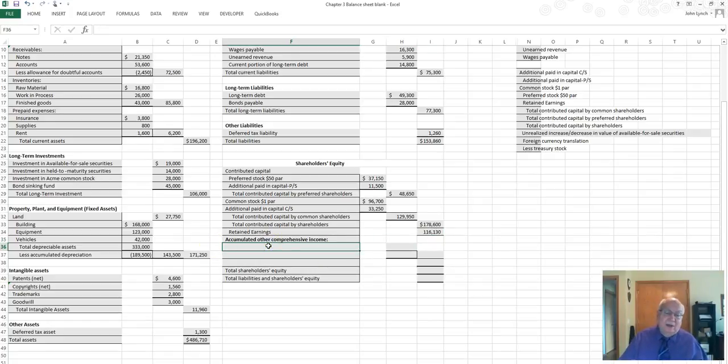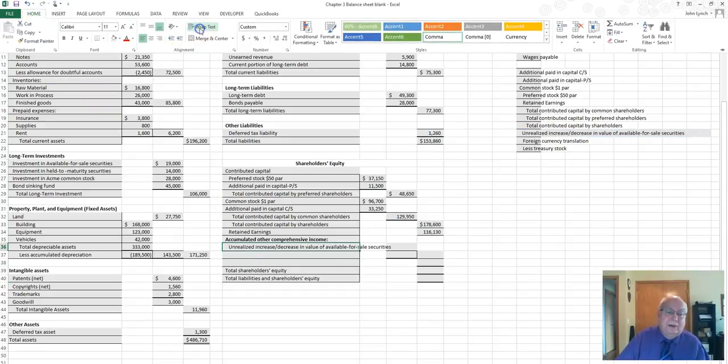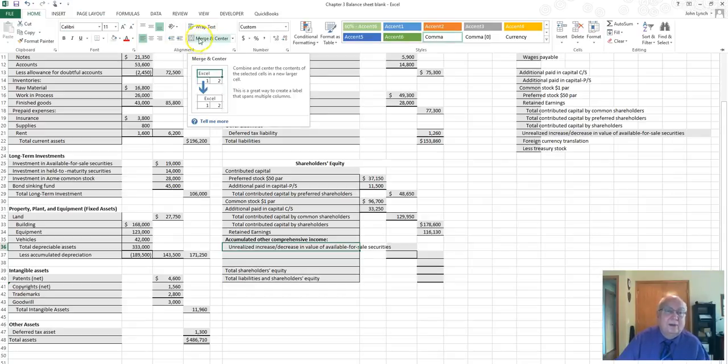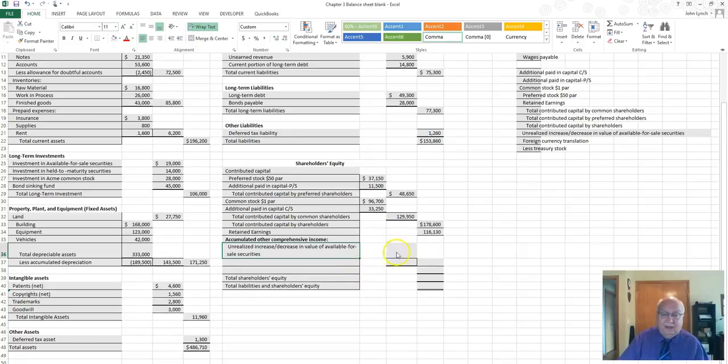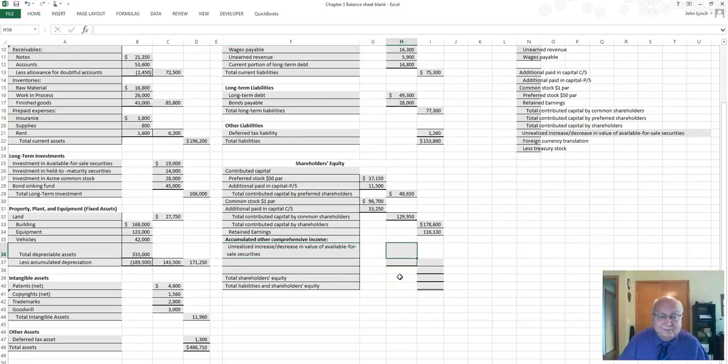Okay, now accumulated other comprehensive income. This is a new section that we have to add. And it can be a separate statement or part of the balance sheet. Usually it's part of the balance sheet. And this would be things like other unrealized, that one right there. Okay, and for that one, I need to wrap the text. There we go. Okay, wrap the text. I lost the formatting on that earlier. And that's for $11,420.